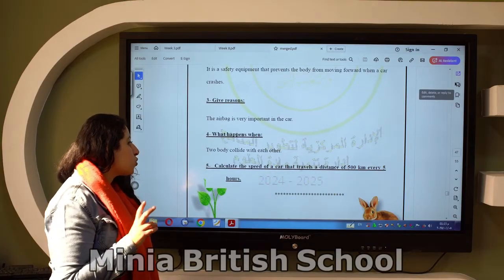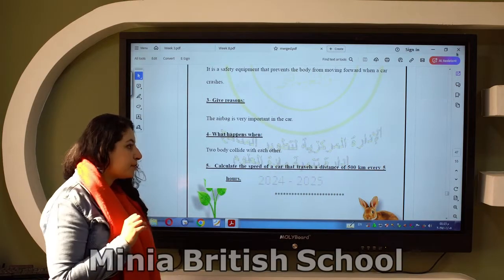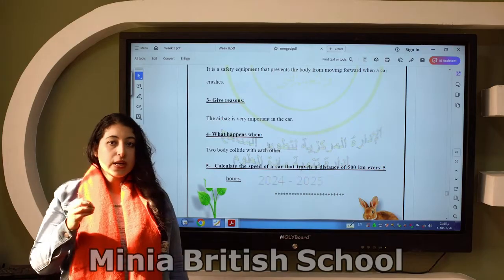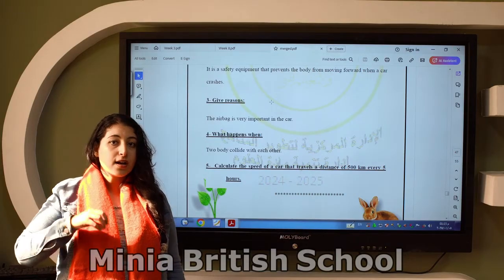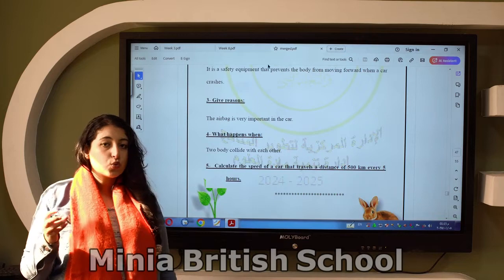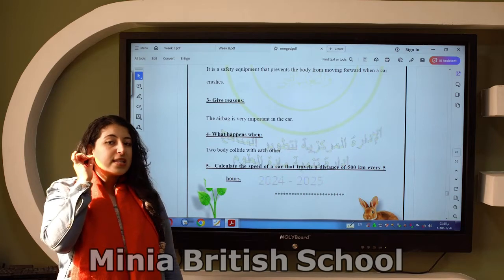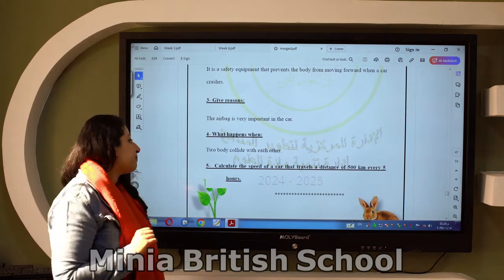What happens when 2 bodies collide with each other? The kinetic energy will transfer from the moving body to the other and causes damage, with sound energy that we hear.